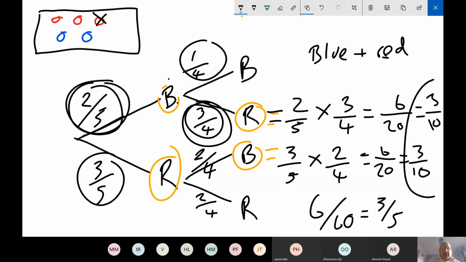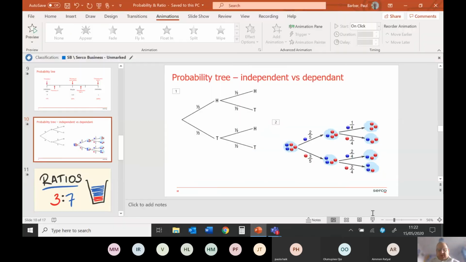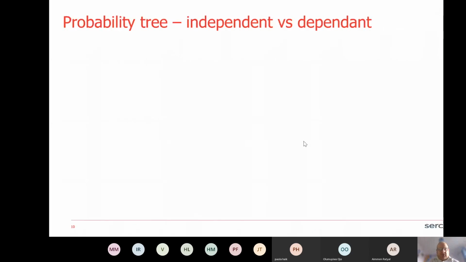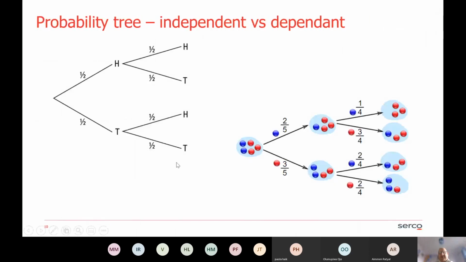Or if the question just says, what's the chance of blue, then blue, I can do what I did first, 2/5 times 1/4. Go back to here. This is just a neater way of showing exactly what I've just shown. As I said, I will send out the recording afterwards and some practice questions. You'll be able to practice that. But hopefully you were able to follow as I was talking.